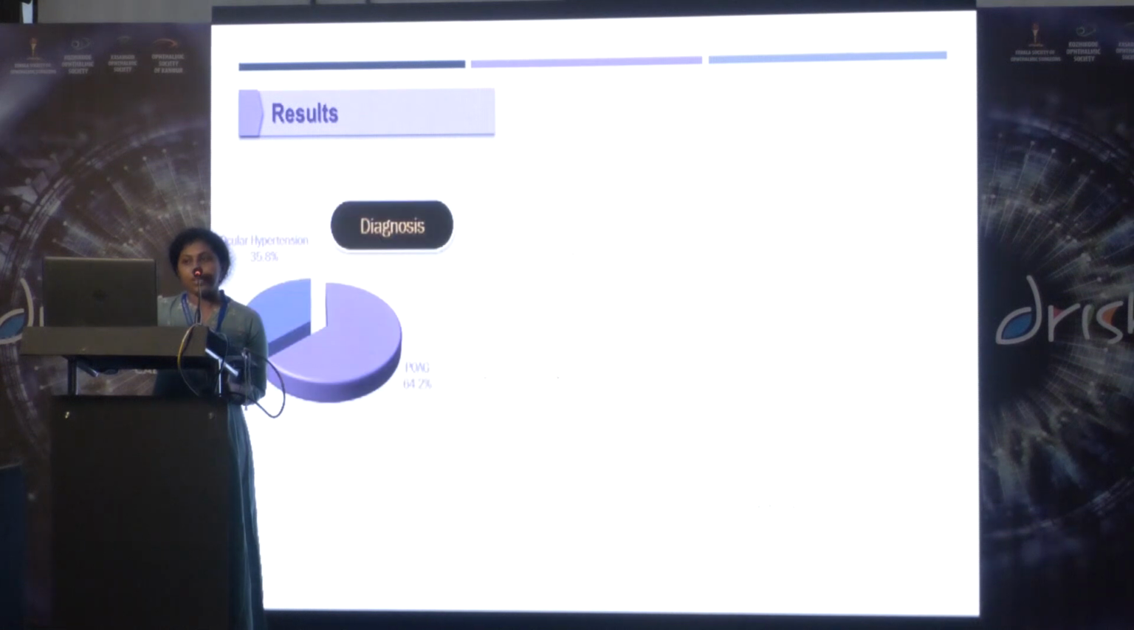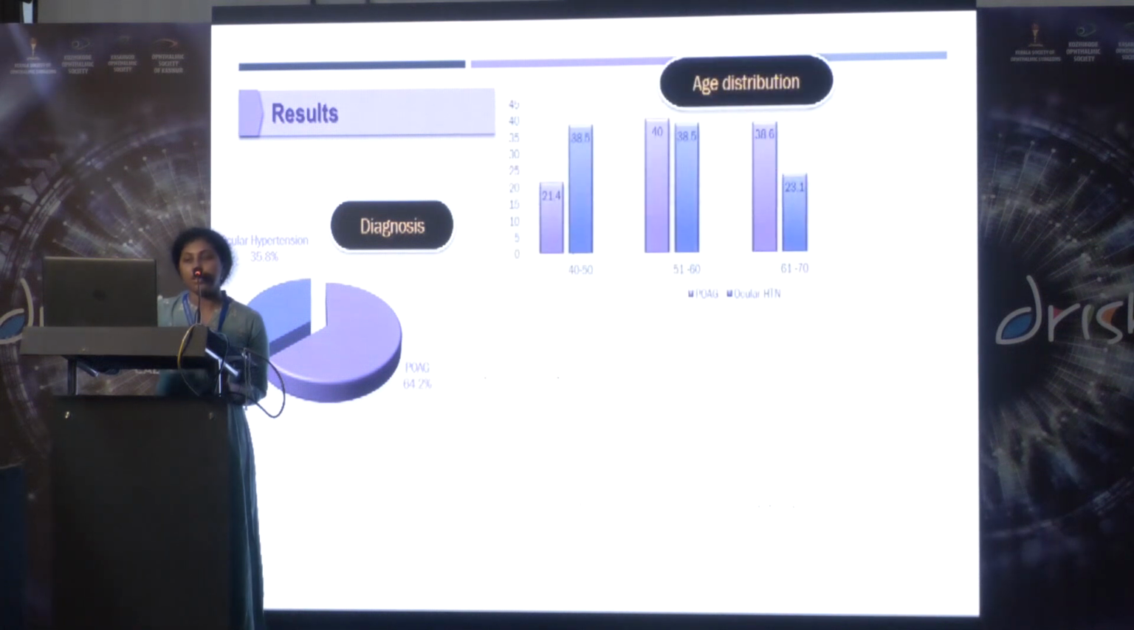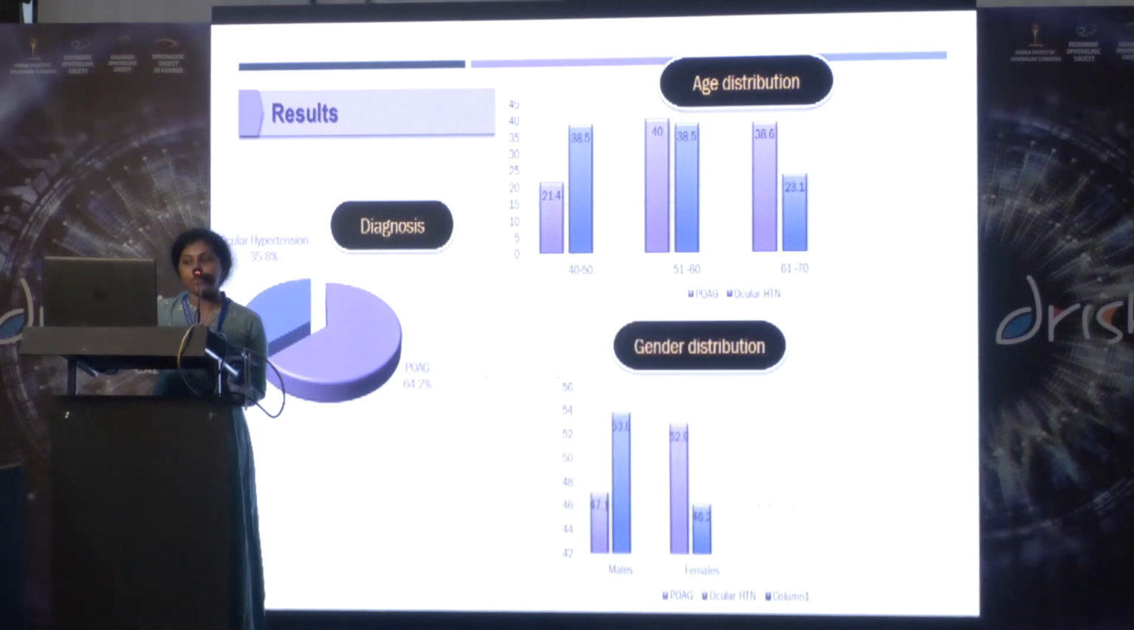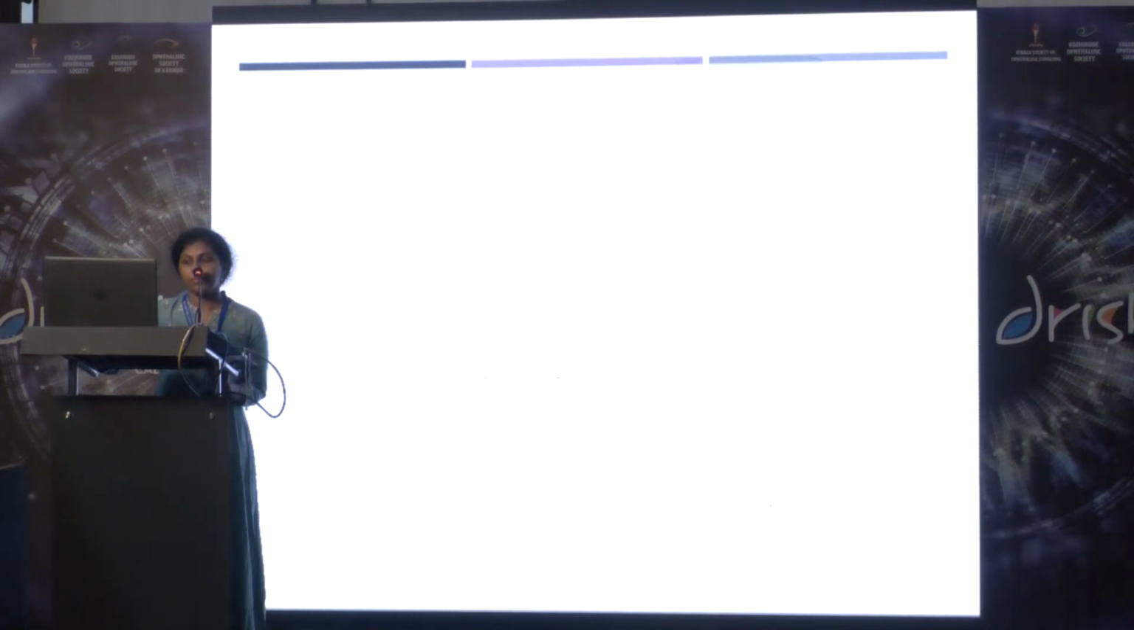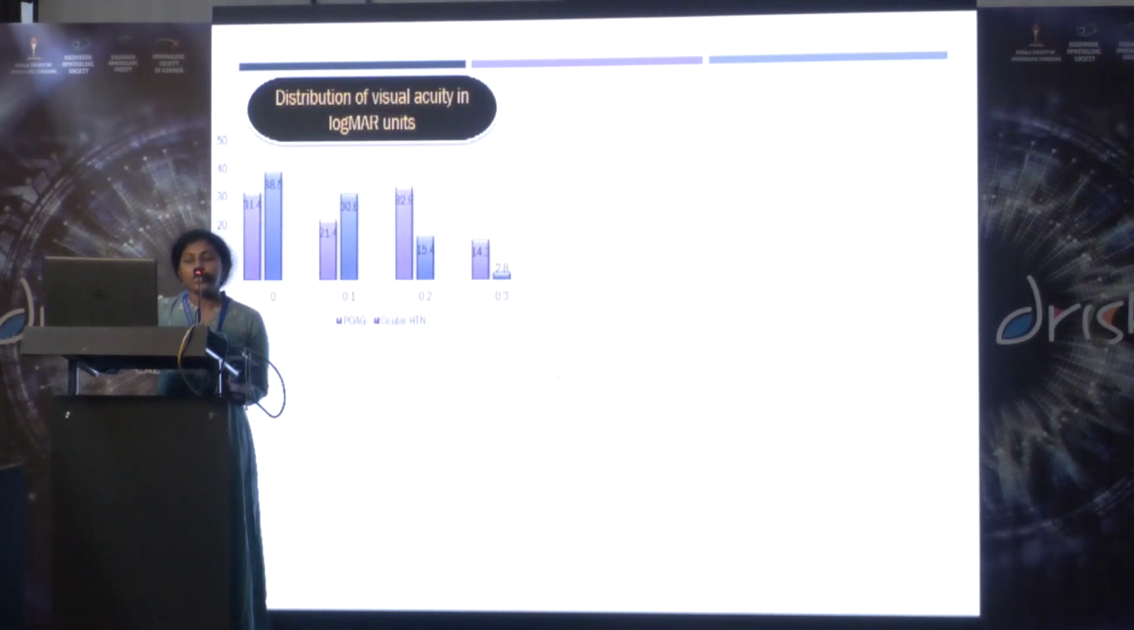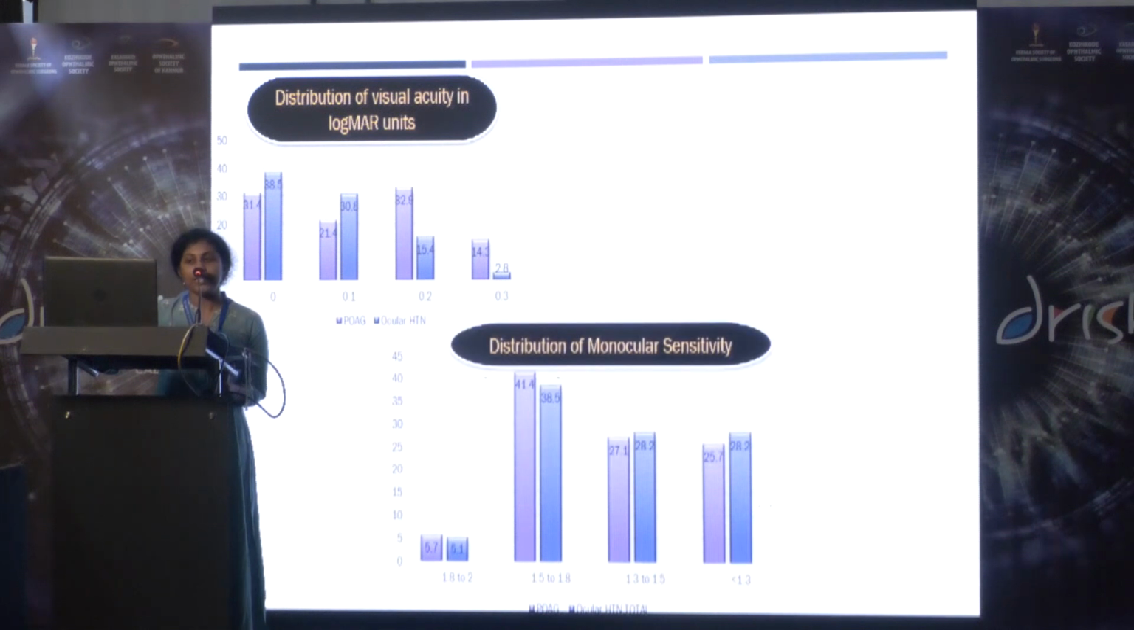Coming to my results, the majority of my patients, 64.2%, had primary open-angle glaucoma and 35.8% had ocular hypertension. The majority of my patients came under the age group between 51 to 60. The majority of my POAG patients were females and the majority of my ocular hypertensive patients were males. Distribution of visual acuity in logMAR units: the majority of my POAG patients had a visual acuity of 0.2 in logMAR units, and ocular hypertensives had a visual acuity of 0 in logMAR units.